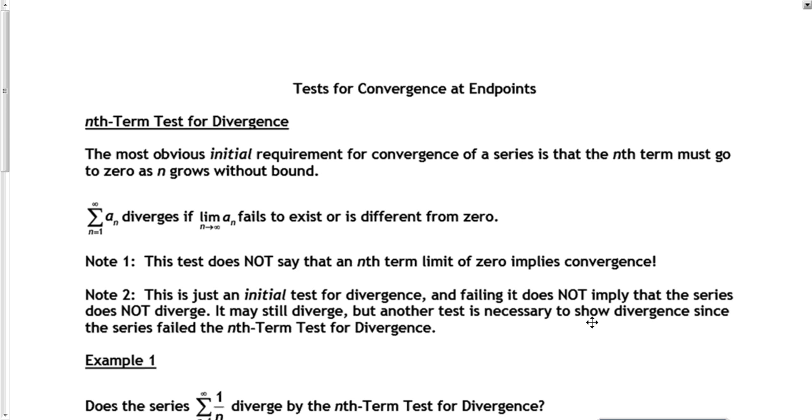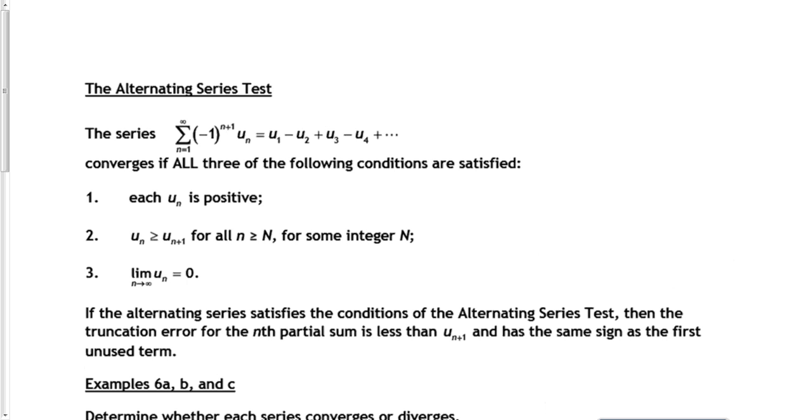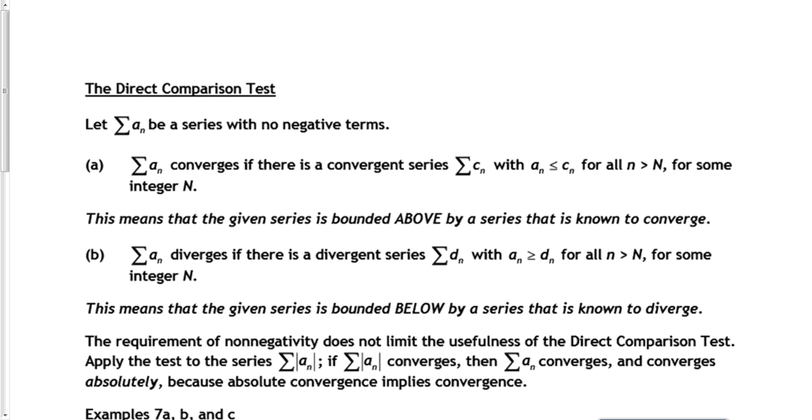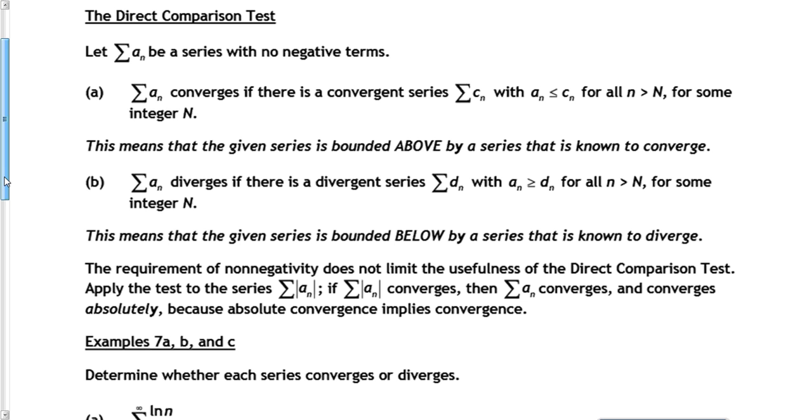Hello, today we are talking about our test for convergence at endpoints. So this is the handout that you're looking for. We did many of these tests in class, so we're actually going to jump to the direct comparison test. If you look at the bottom of the page, it says 410, and the top of the page looks like this. So again, we're on the direct comparison test.